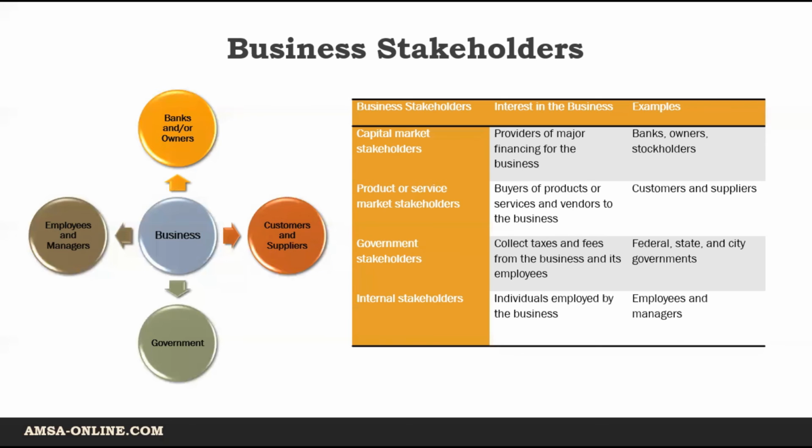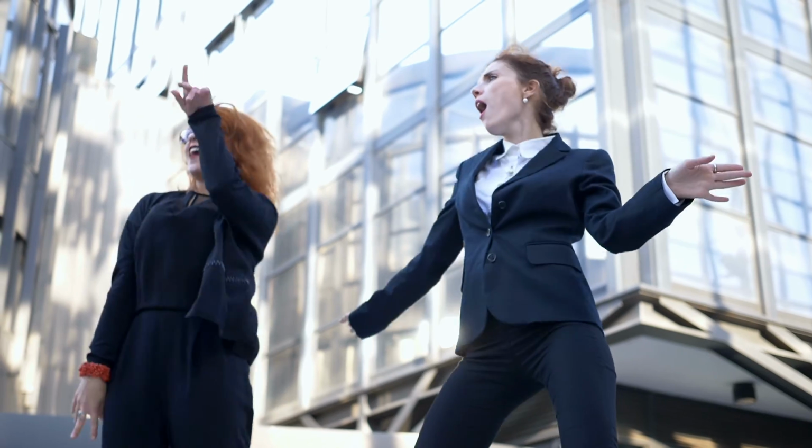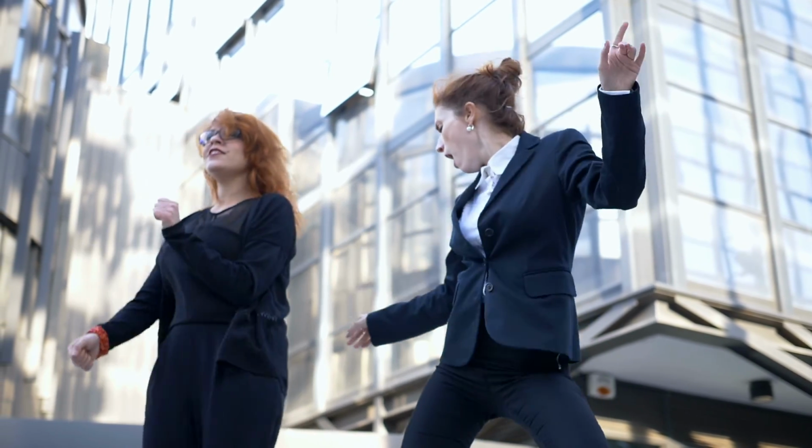Government stakeholders can be federal, state, county, city, or other regulatory bodies. The more successful a company, the more it will pay in taxes. Finally, internal stakeholders include managers and employees who depend on the continued success of a company to remain employed.